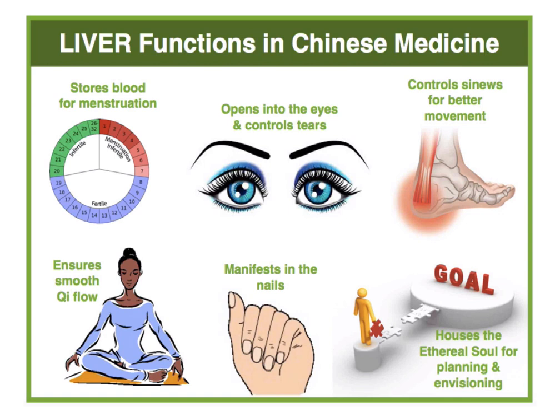Then we can talk about the fact that the liver controls sinews, which means tendons, ligaments, and joints, for better movement. So if there are issues with any of those, tightness or things like carpal tunnel syndrome or anything that's affecting joints, ligaments, and tendons on a chronic basis, then we have to look at the liver as well.